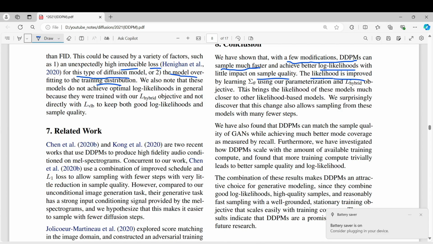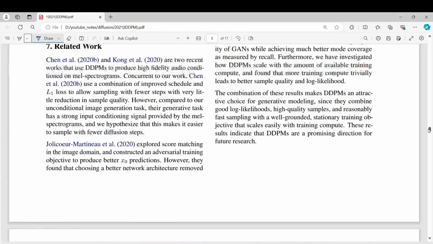Likelihood is improved by learning this quantity, and we learn it using some parameterization and a hybrid objective. We apply this L hybrid to learn this quantity, using this L hybrid objective rather than L simple. This brings the likelihood of this model much closer to other likelihood-based models. We surprisingly discover that this allows sampling from these models with fewer steps.